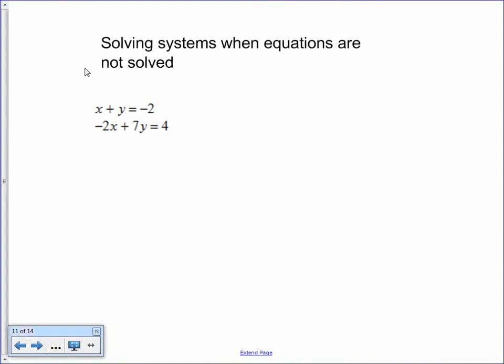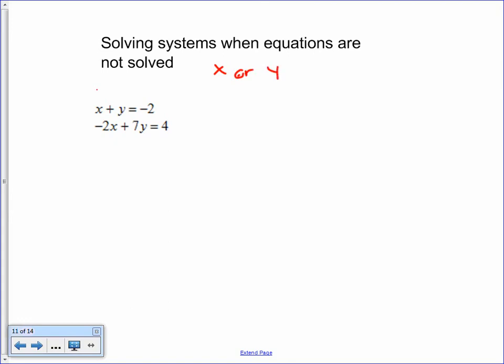So the last set of problems that we're going to be talking about are systems when the equations are not solved. So that was step 1 way back at the beginning of the video. We got to get one of them solved for one variable. So for these problems, what you're going to do is identify a single variable without a coefficient. So I'm just looking for a standalone x or a standalone y.